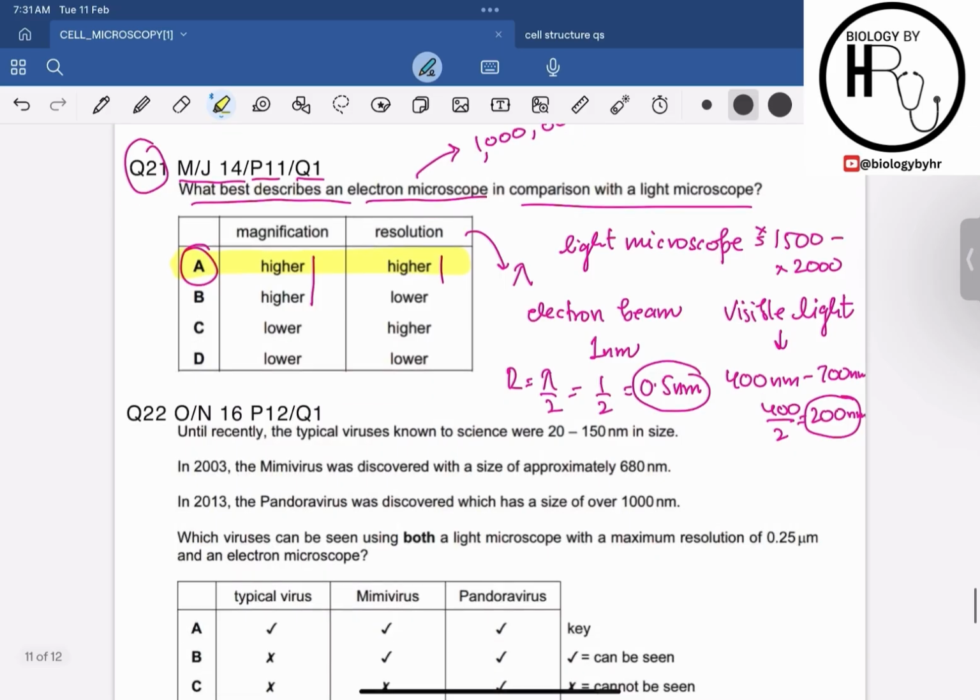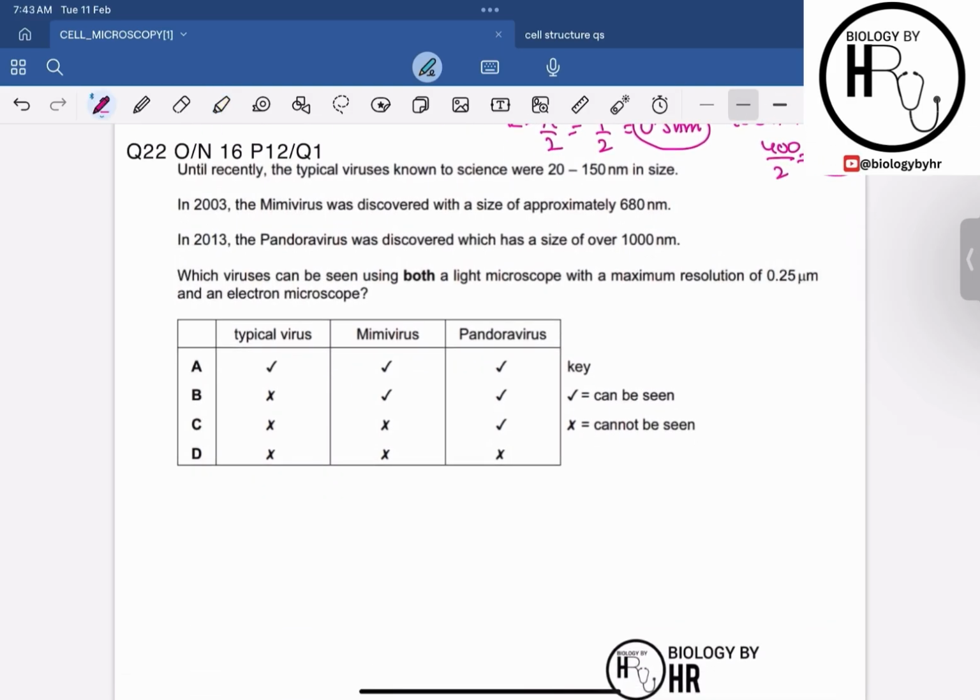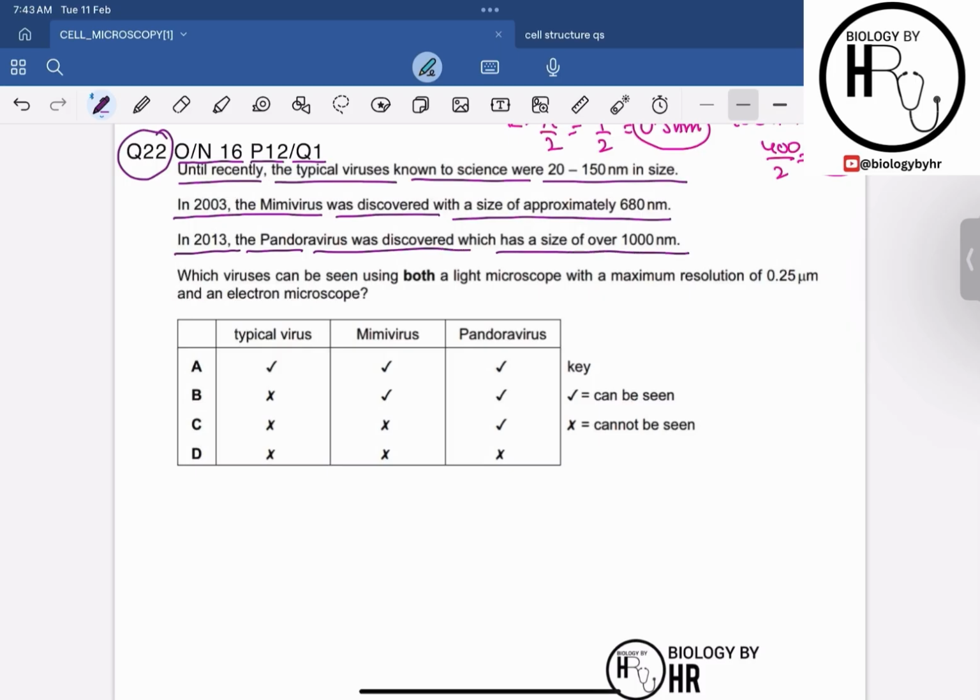Now let's move on to question 22, which is from October November 16 paper 1 question 1. It says that until recently the typical viruses known to scientists were 20 to 150 nanometers in size. In 2003, the Mimi virus was discovered with a size of approximately 680 nanometers, and in 2013, the Pandora virus was discovered, which has a size of over 1000 nanometers.